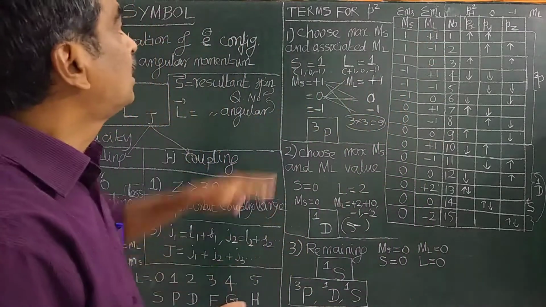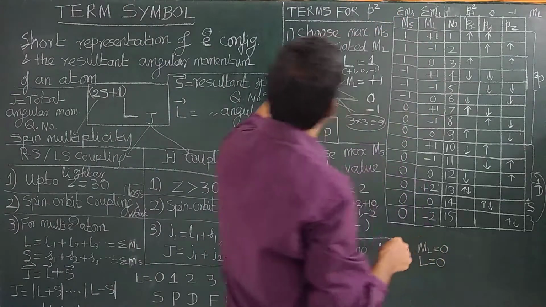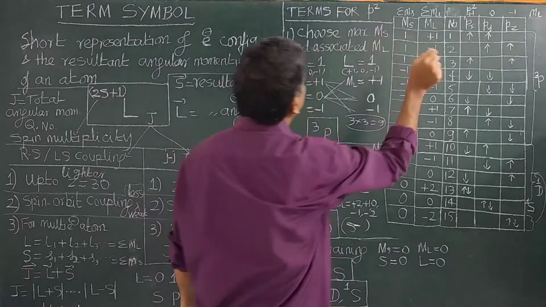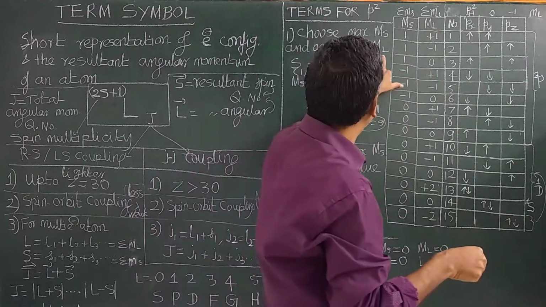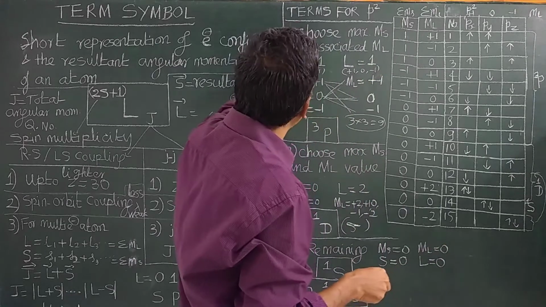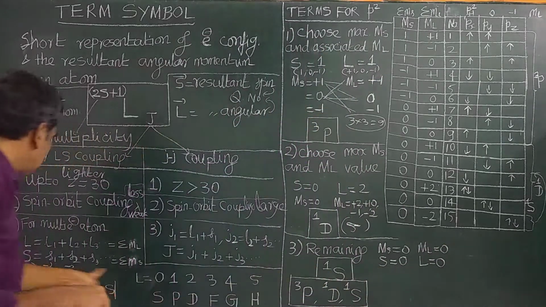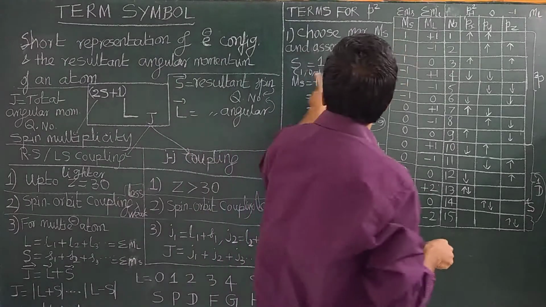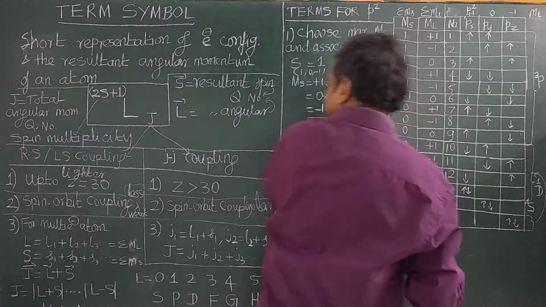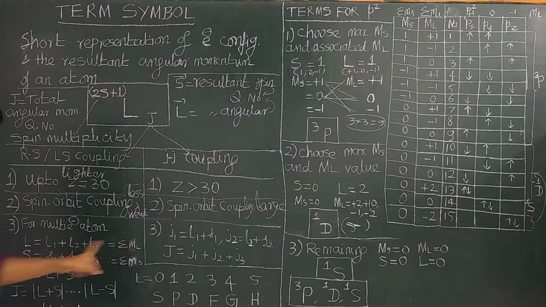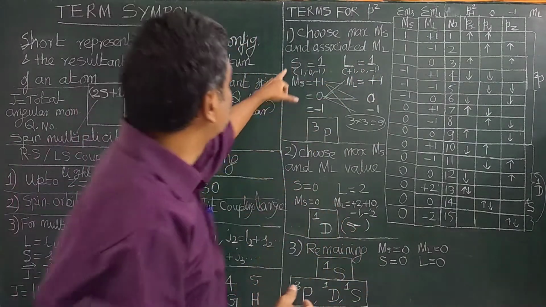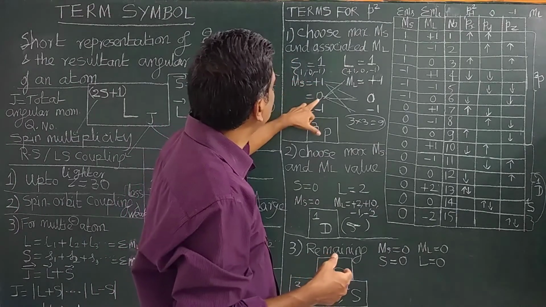Now, to obtain the terms for the p2 electronic configuration, there are 3 simple rules. What are the simple rules? Choose the maximum Ms value and its associated Ml. The maximum Ms value is plus 1, so S equal to 1, that is S equal to the summation of Ms. And L equal to the summation of Ml, L equal to 1. What are the possible Ms values for S equal to 1? Ms equal to plus 1, 0, minus 1.